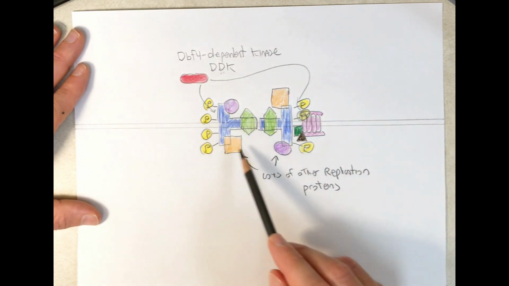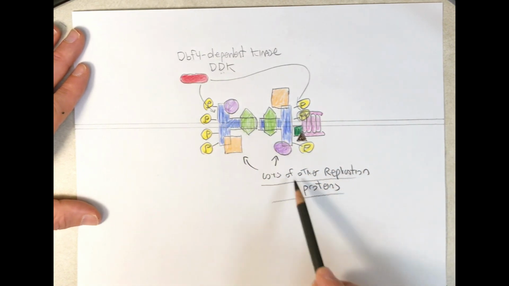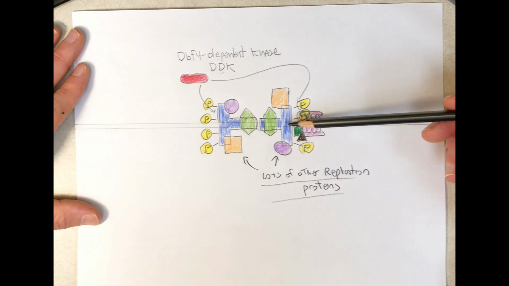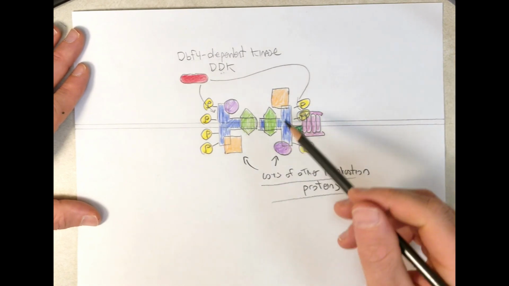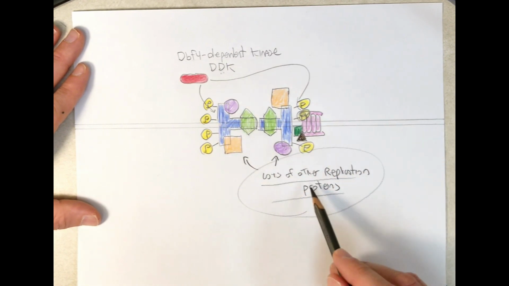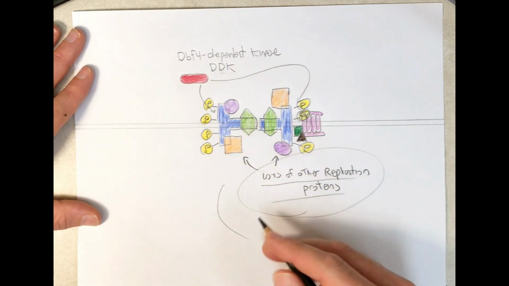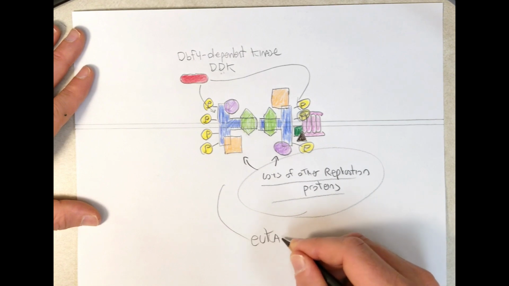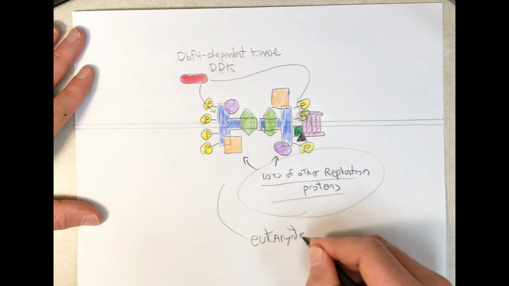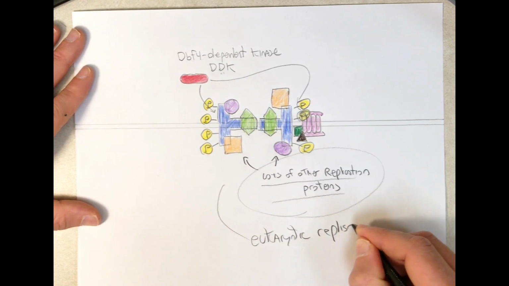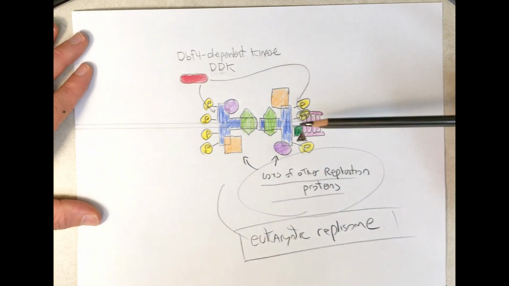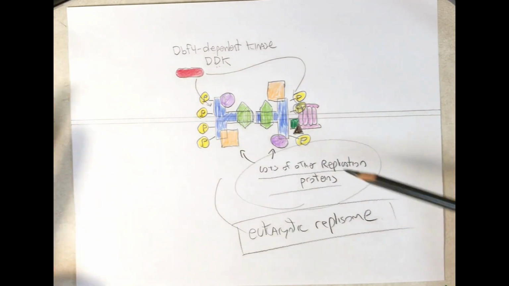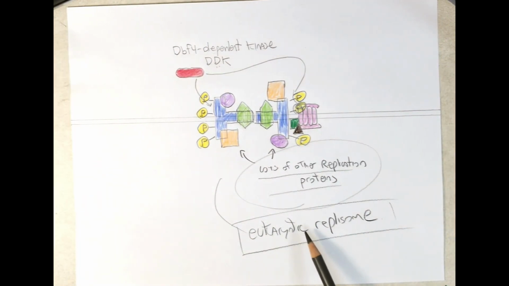So lots of other things are going to have to come in here, right? We didn't mention the polymerases. There are 3 different polymerases that are going to need to come on here. And the next step, when all of these other replication proteins come on, we're going to call the eukaryotic replisome. So that's it. That's all we're going to talk about for DNA replication.